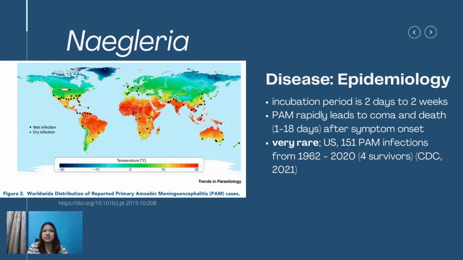Moving on to its epidemiology, the incubation period ranges from 2 days to 2 weeks. PAM rapidly leads to coma and death 1 to 18 days after symptom onset. Although it seems severe, cases are very rare. In the US, only 151 PAM infections were documented from 1962 to 2020. Among all, only 4 survived.